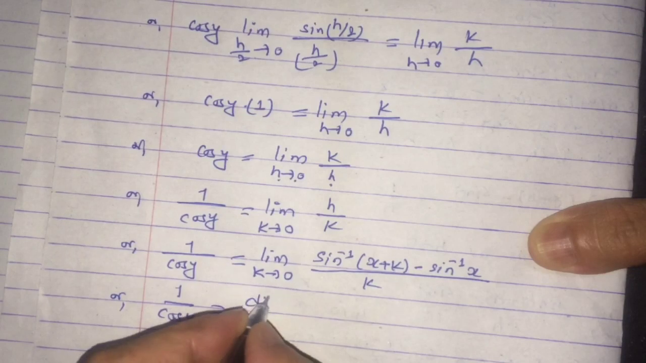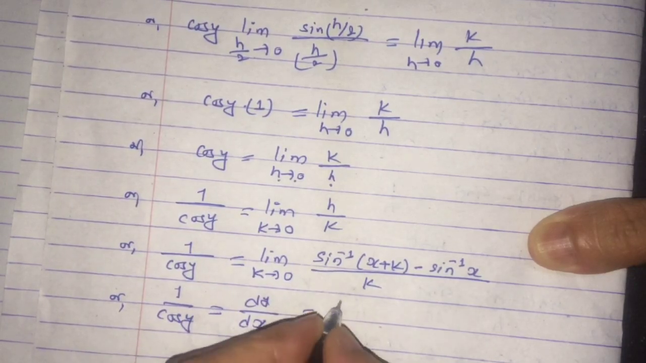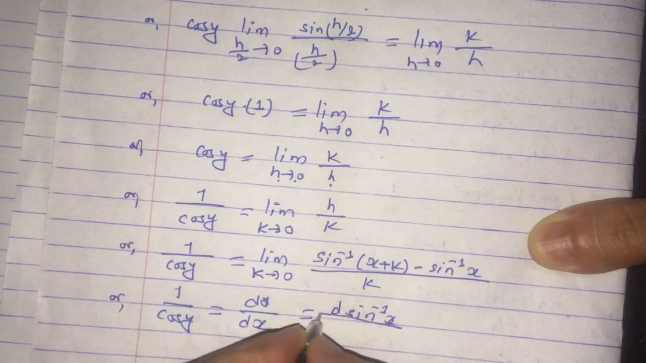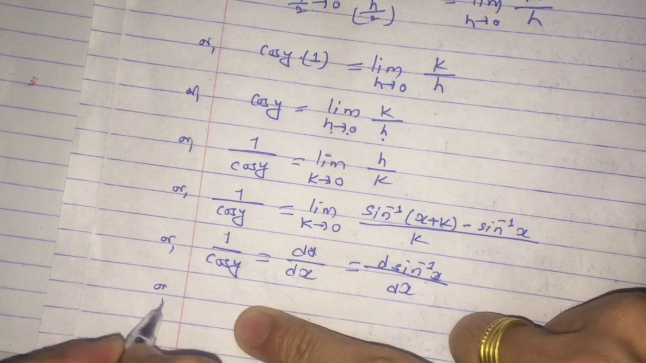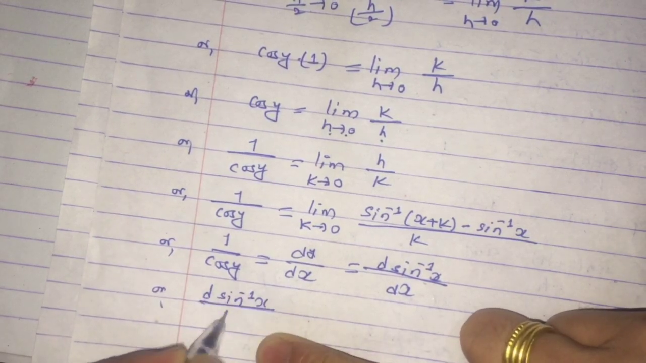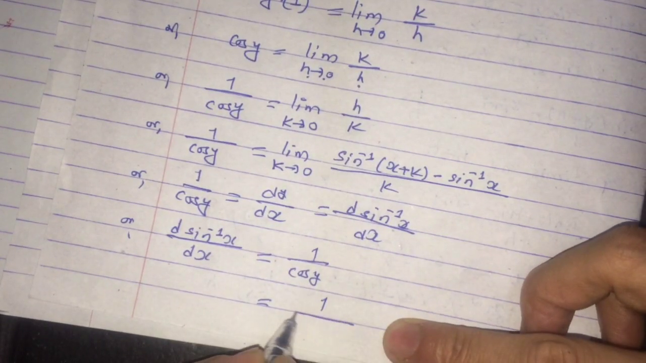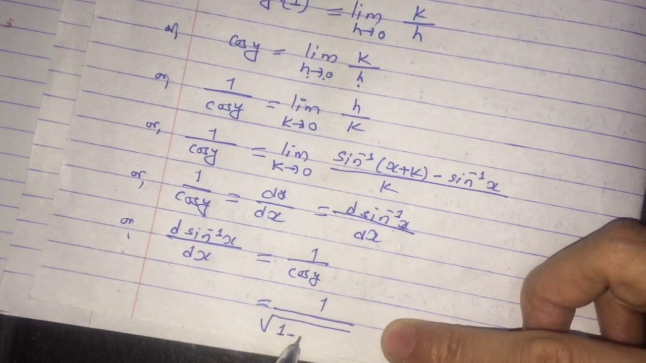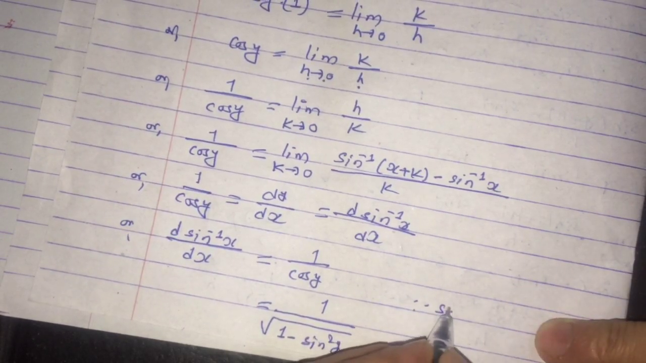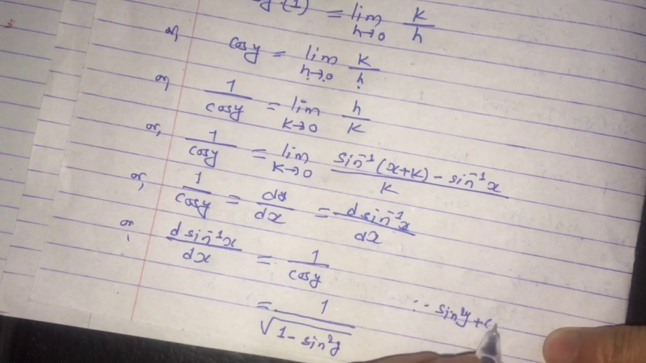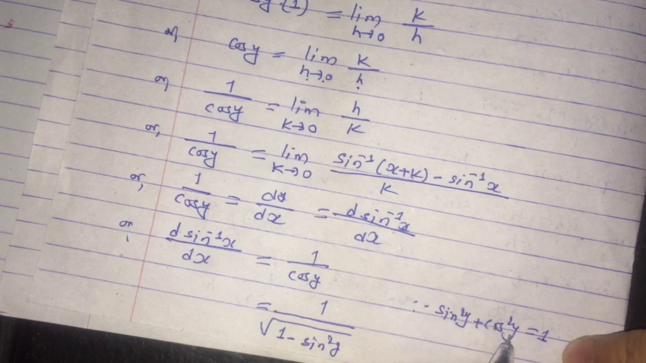So cos y is equal to dy by dx, or simply we can write d sine inverse x divided by dx is equal to 1 by cos y, and 1 by cos y we can write as 1 by root under 1 minus sine square y, because you know sine square y plus cos square y is equal to 1, and cos square y is equal to 1 minus sine square y, and cos y is equal to root under 1 minus sine square y. So cos y is replaced by this one here.